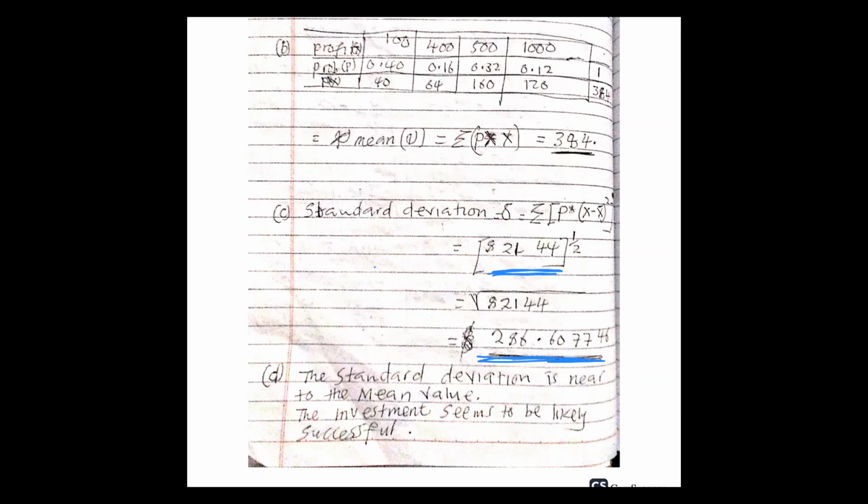Yes, sir. Okay. So there was a question that you need to advise the investor: is this project okay or not? The measure is the standard deviation. Remember, the standard deviation is closer to the mean. It means that the investment seems to be likely successful. It is most likely to be successful because the standard deviation is closer to the what? To the mean. Because the standard deviation on its own measures the deviations of the individual scores away from the mean.